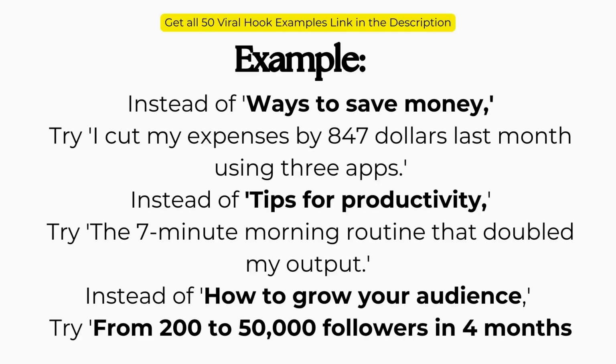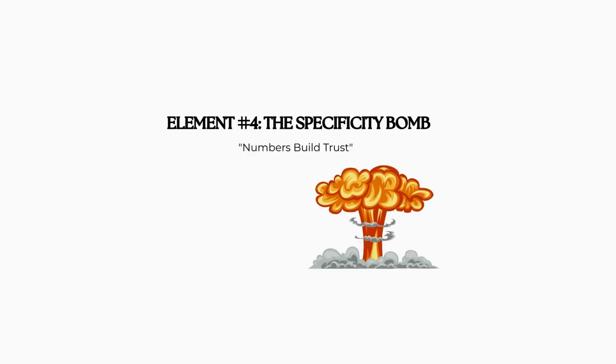Here's the strategy. Specificity formulas: exact number, specific thing, that specific result. From before number to after number in time frame, here's how. The specific cost thing, that surprising comparison.